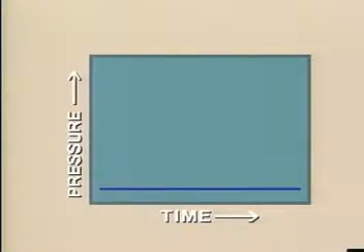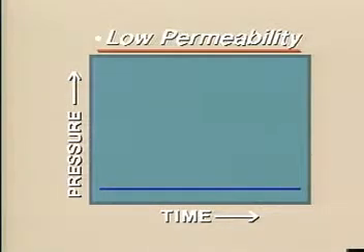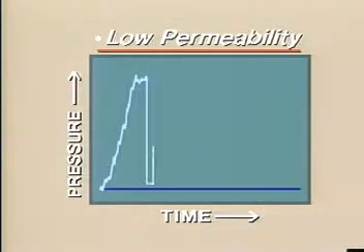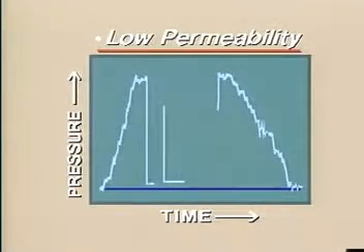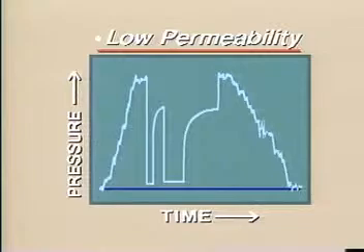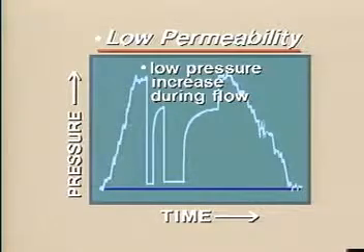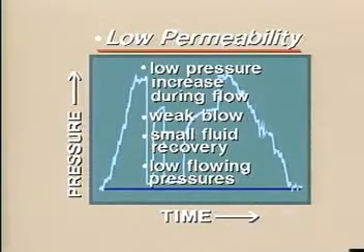It is possible to state the relative level of formation permeability within the region of the wellbore being tested. Charts from low permeability formations, as we see here, produce buildup curves that suggest the pressure is beginning to stabilize. This is often referred to as pressure starting around the curve. These formations have very low pressure increases, if any, during the flow periods. There will be a weak blow at the surface, small fluid recovery, and fairly low flowing pressures.